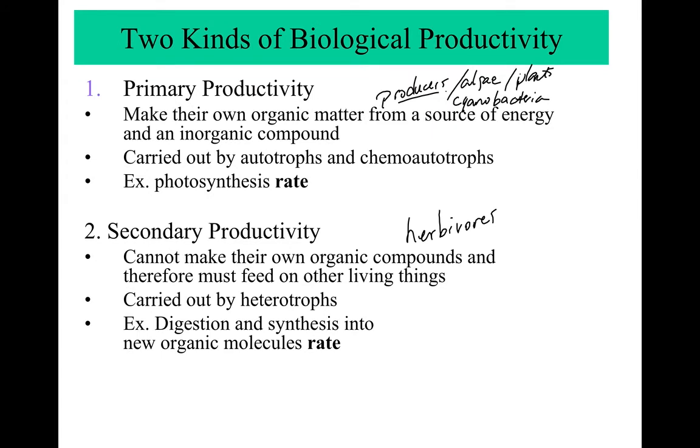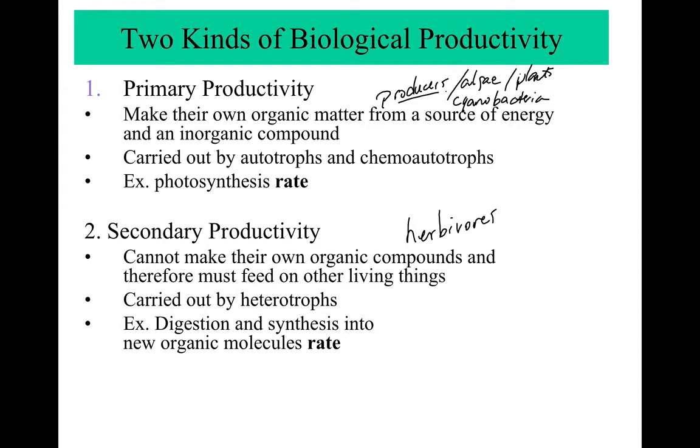There are two types of biological productivity. I just mentioned the one called primary productivity, which is the one we typically see measured. This is what the producers are doing as they convert solar energy into organic matter, usually due to photosynthesis.